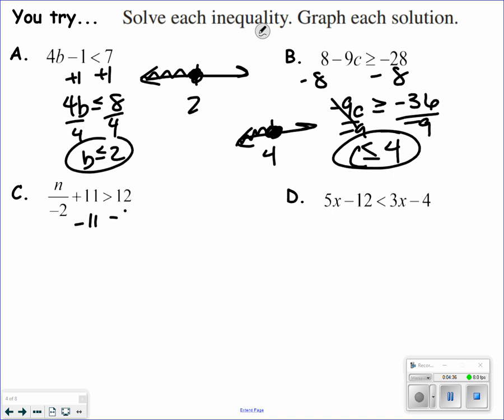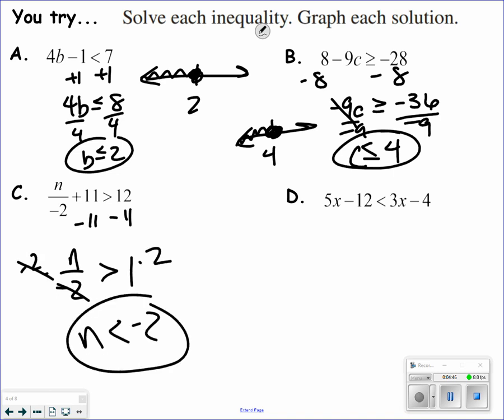Next one, I'm going to subtract 11. Subtraction does not change the inequality symbol. Multiply by a negative 2. Multiplying by a negative does change the inequality symbol. So negative 2, open circle, shaded less.